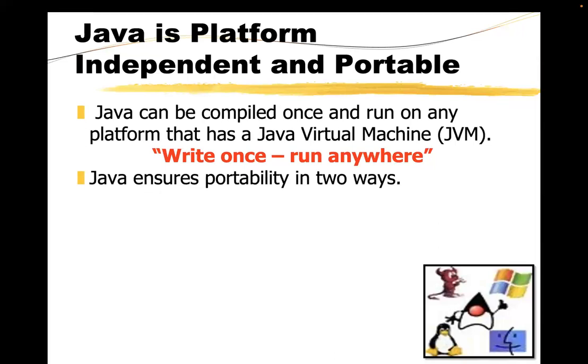Now, Java ensures portability in two ways, because Java programs are platform independent and portable. Now, Java has some primitive data types. Can someone quickly figure out what the primitive data types available in Java are?